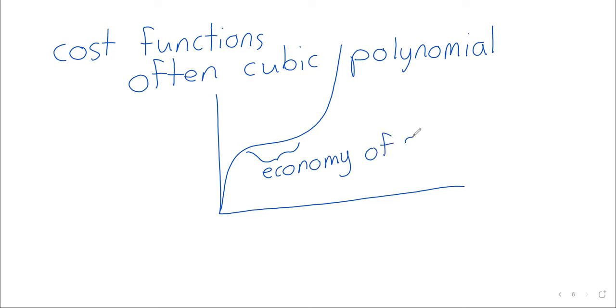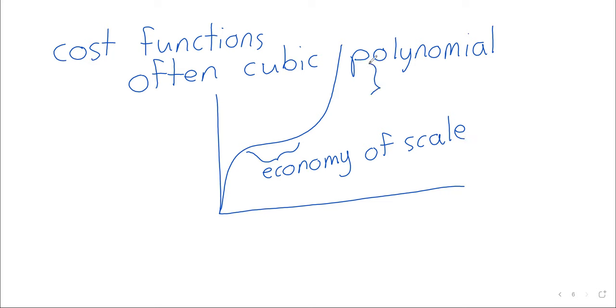Well, that's an expected feature of the graph called economy of scale. And the most obvious illustration of economy of scale is bulk ordering something. If you bulk order, you can get discounts and you can get charged less per item than you would be charged if you just buy one or two of them.